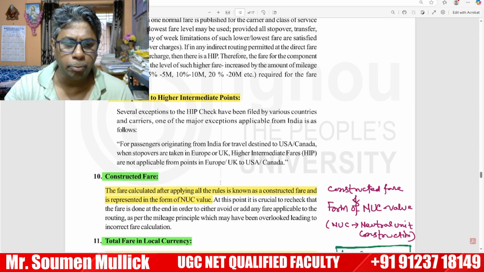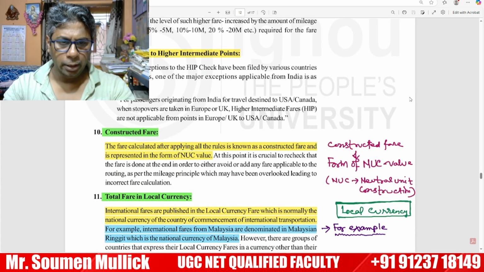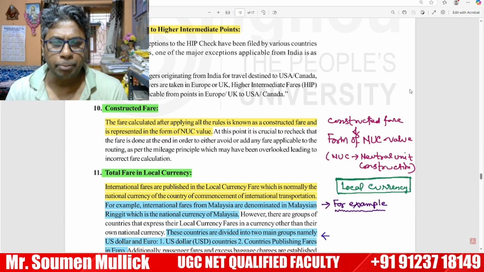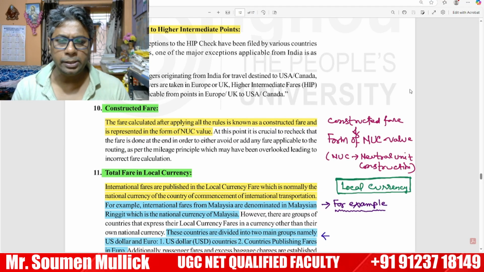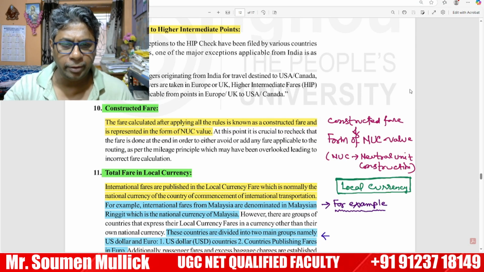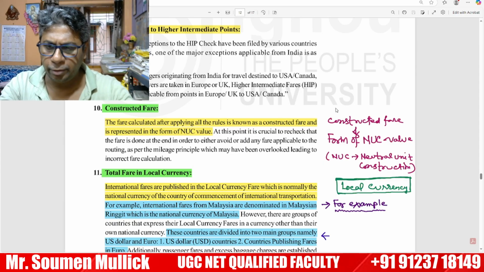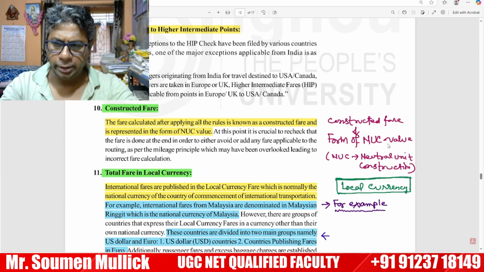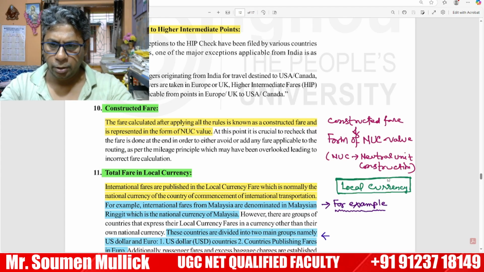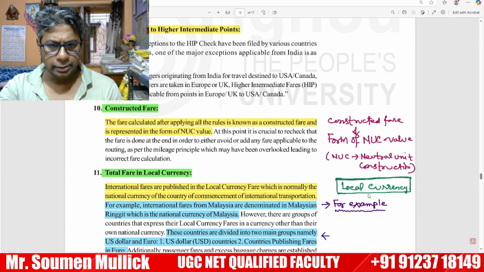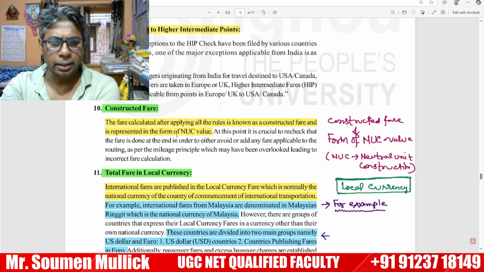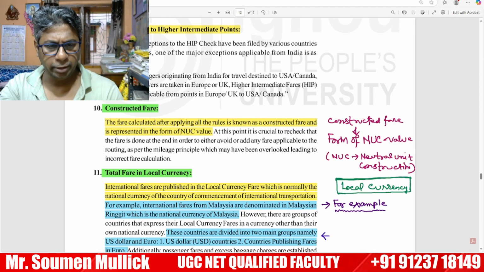Next important point, constructed fare. The fare calculated after applying all the rules is known as constructed fare and it is represented in the form of NUC value, neutral unit construction value. It is a very important topic, the fare calculation, the constructed fare.